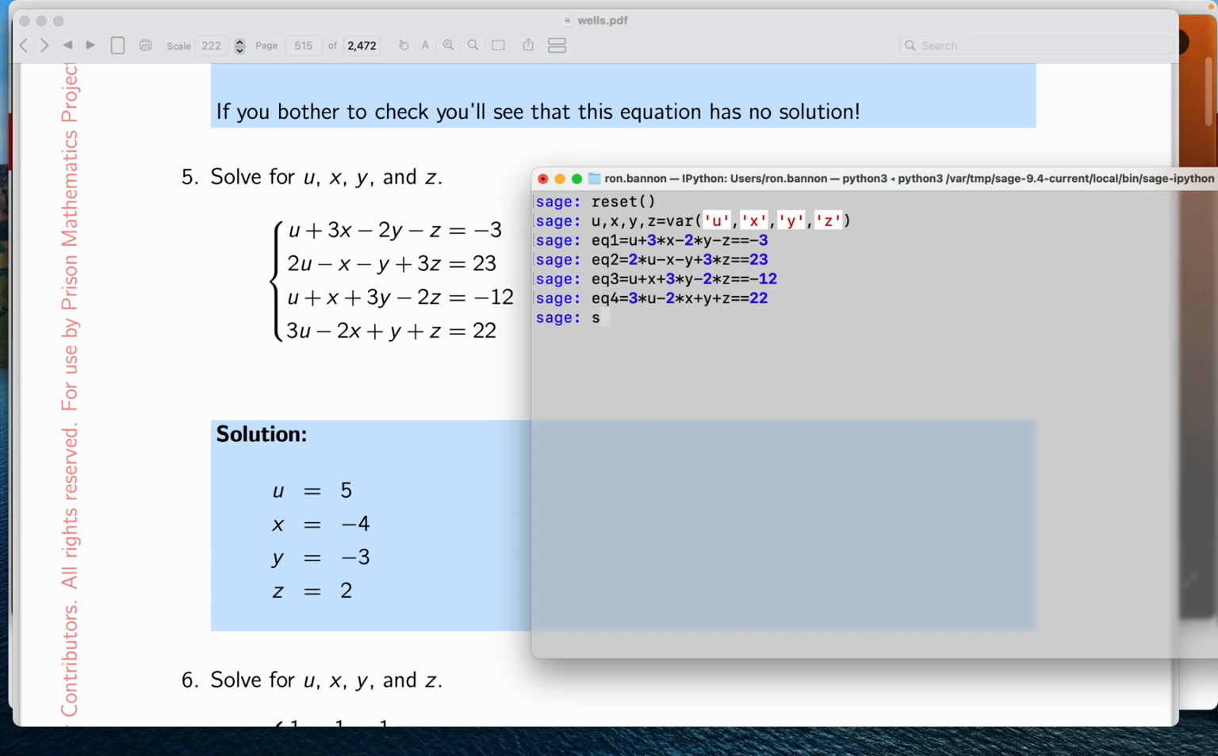And what I want to do is solve it now. Solve. And I'm solving a system of equations, and there's 4 equations, so I'll just type it in: EQ1, EQ2, EQ3, EQ4. And that's a listing of 4 equations. And what do I solve it for? U, x, y, and z. And you notice how quick Sage was able to do that. It's remarkable, by the way. We'd say u is 5, x is minus 4, y is minus 3, and z is 2.